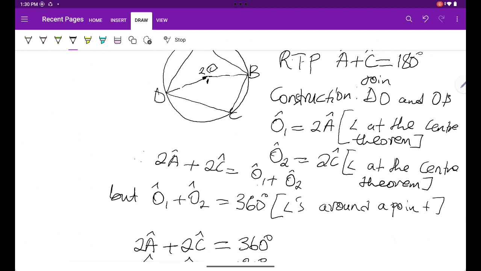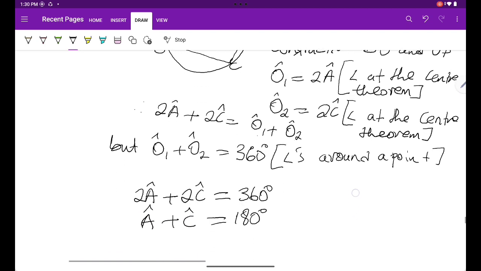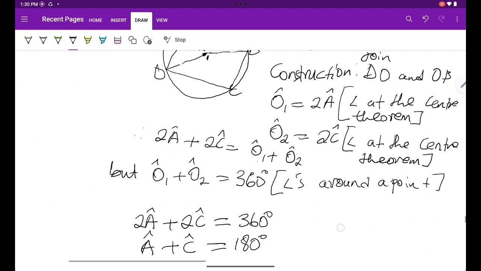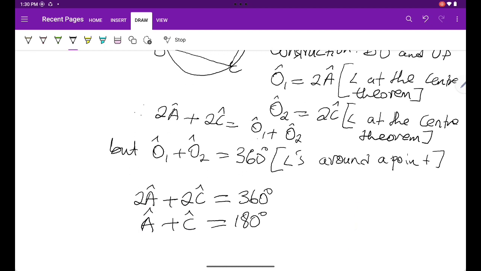Remember, we were required to prove that angle A plus angle C is 180, and we have just proved here that angle A plus angle C is 180. So the final statement is the same as the required to prove, and therefore we have proved the theorem.